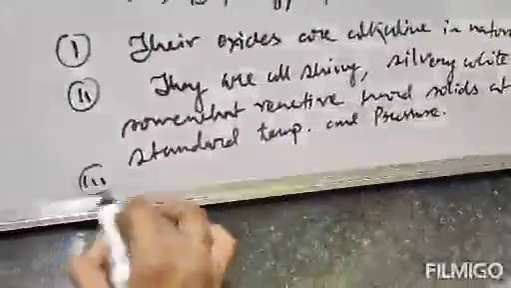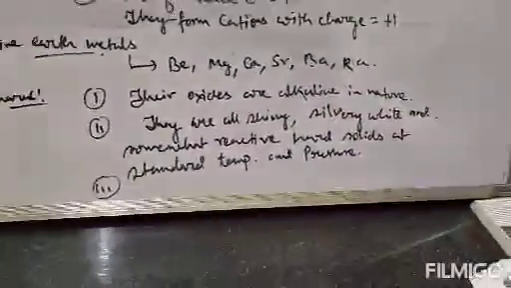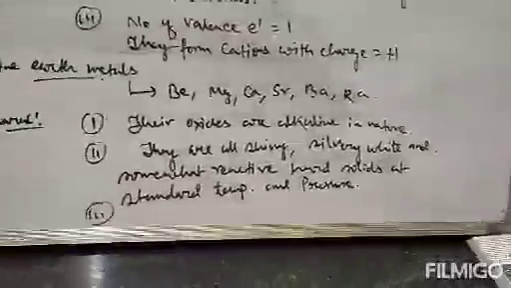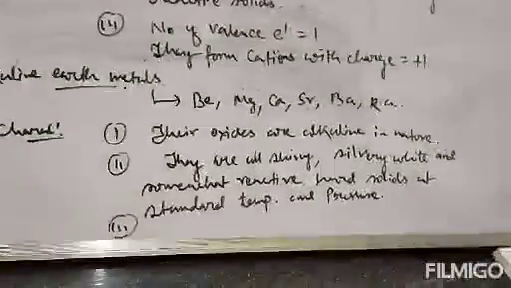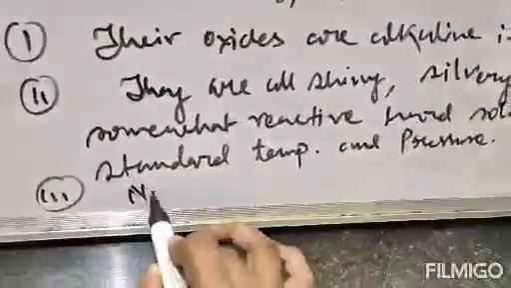Number 3 is the number of valence electrons in alkaline earth metals, which will be 2. They contain 2 valence electrons. As they contain 2 valence electrons, the charge produced by them will be plus 2. They also form cations like alkali metals. So the number of valence electrons will be 2.